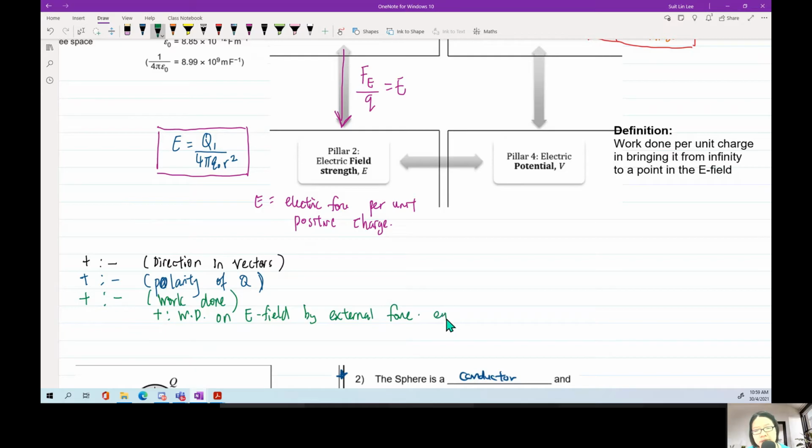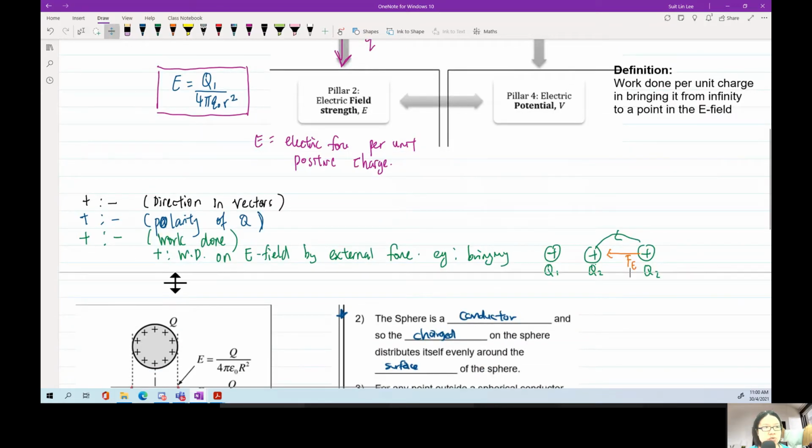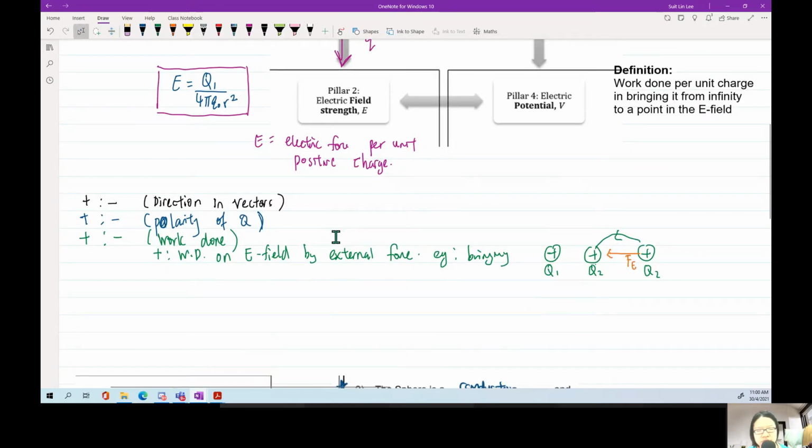So an example here is bringing a positive charge and a positive charge closer to each other. Naturally, it will not happen, right? If you want this positive charge to move here, Q2 will be like, hey, excuse me, I don't like this Q1. It is the same as me, okay? Because like charges will repel. So this one is your Fe. This is an example of positive work done. Sorry, not the electric field. The external force is doing the work, bullying the electric field.